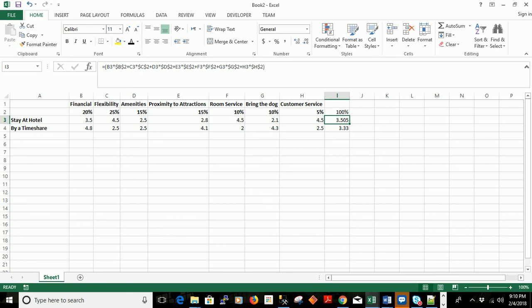So that means I should not buy a timeshare. I should continue staying in hotels when I go on vacation. And I've made this decision objectively. I can defend every part of this decision. If you want to know how I came up with the financial feasibility, I can show you the chart and say, look, here's how I came up with it. This is how I can defend what I want to do. Flexibility, I could define why I assigned a 4.5 versus a 2.5, right?